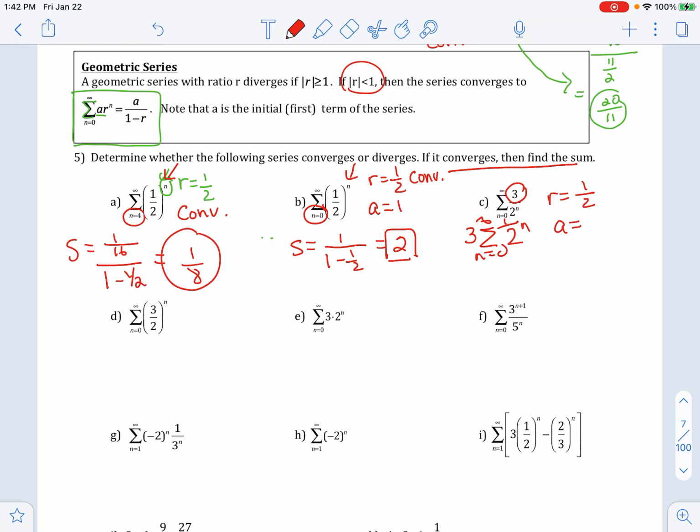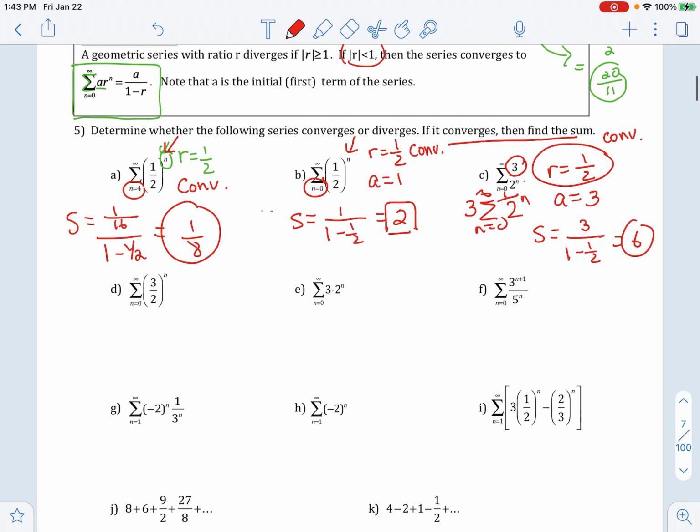But then what's your first term? We're starting at n equals 0, so your first term is just that 3. So because R is less than 1, I know it converges. So we can find that sum. So that would be A over 1 minus R, which is 6.